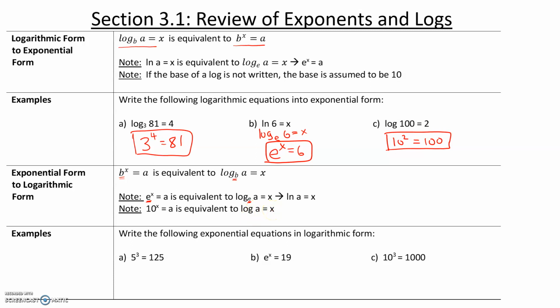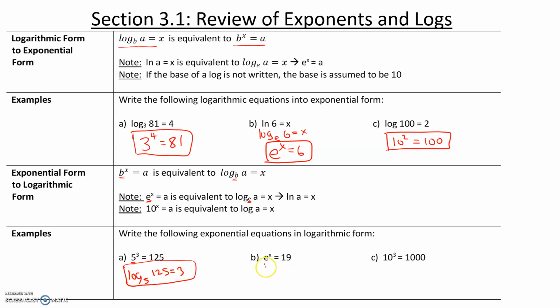As an example, write the following exponential equations in logarithmic form. The base of the exponent is 5, so this becomes log base 5. The 125 and 3 switch sides. This becomes log base 5 of 125 equals 3.